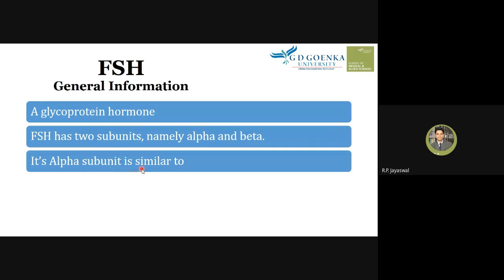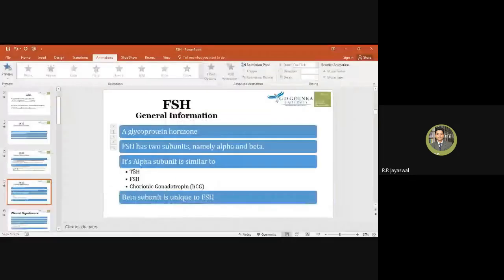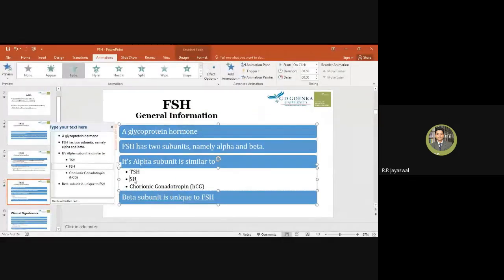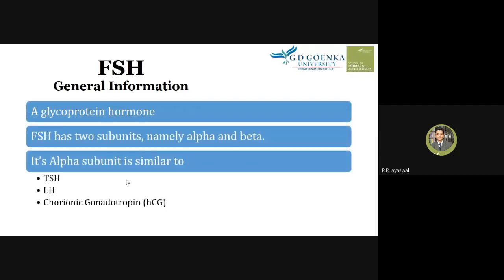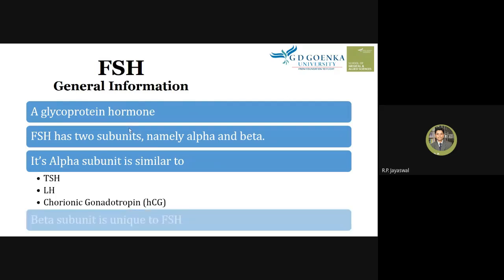The alpha subunit is similar to TSH, this is LH, right? So the alpha subunit is similar to TSH, LH, and human chorionic gonadotropin hormone. These three hormones have alpha subunits similar to FSH. And the beta subunit of FSH is unique to FSH, right? The sequence of amino acids in the beta chain is very specific to FSH.